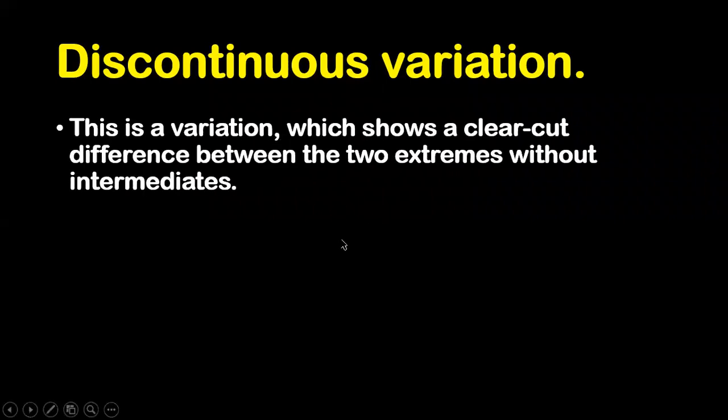Then with discontinuous variations, these show clear-cut difference between organisms at the extreme ends with no intermediates. No intermediate. Here you cannot be both, and there is no confusion at all. For example, you cannot be both a male and a female. You cannot.